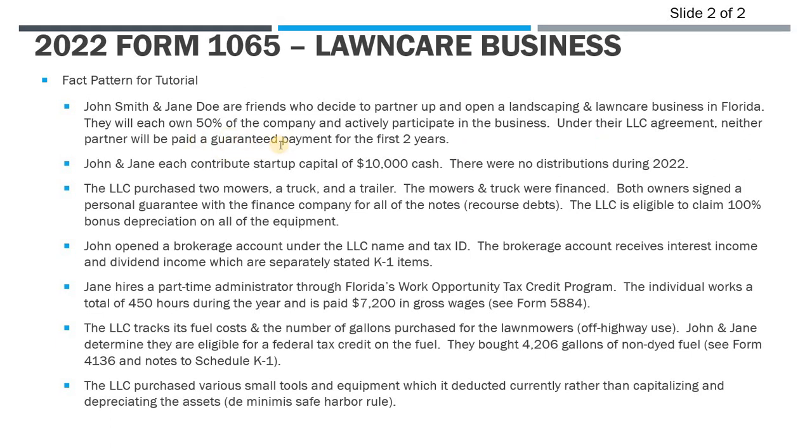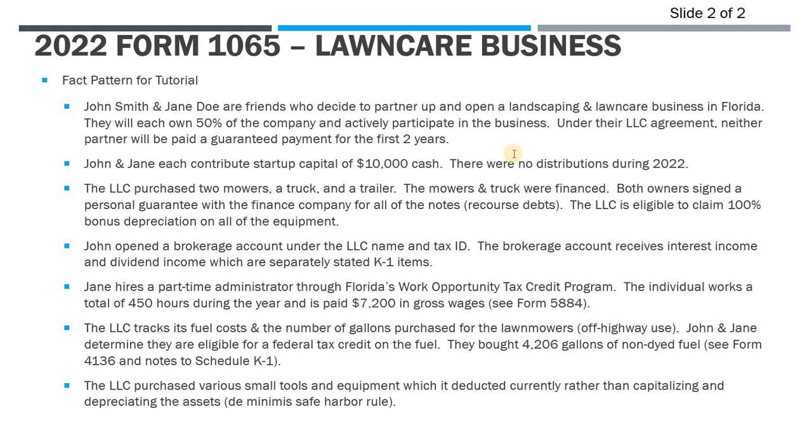Now, they're each going to own 50%, and they're each going to actively participate in the business, right? So they're not just passive investors. They're both going to be involved in running the company. Under their agreement, neither partner is going to be paid a guaranteed payment for the first 2 years, and that's fine. Guaranteed payments simply mean a set salary component for the owners.